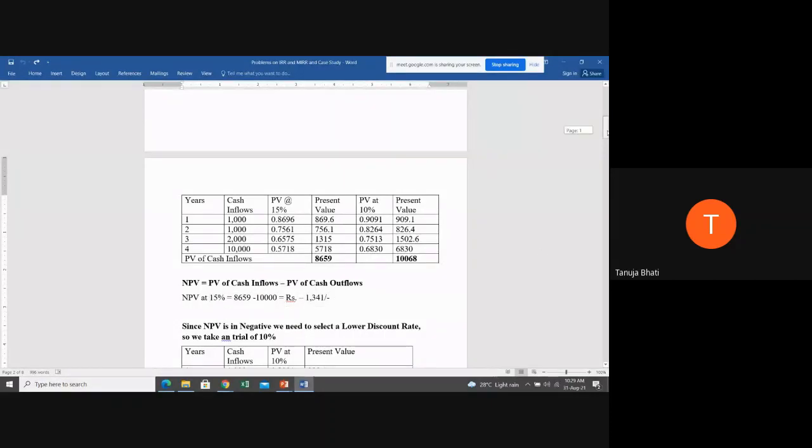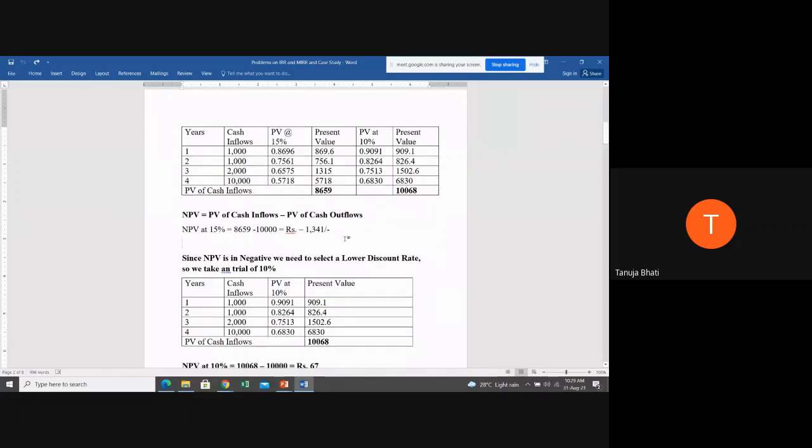Now you can take anything. I have taken 10%. You can take 11% and solve the answer, you can randomly take 12%, or you can take 9%. I have randomly taken 10% because NPV is negative and we need to select a lower discount rate. So we take a trial of 10%.